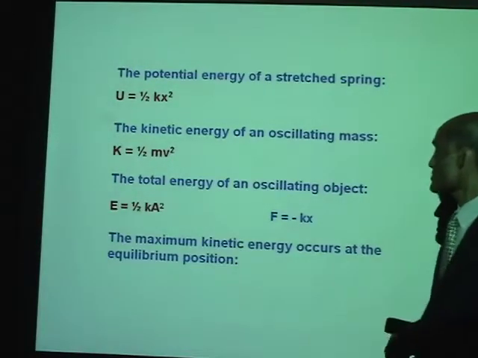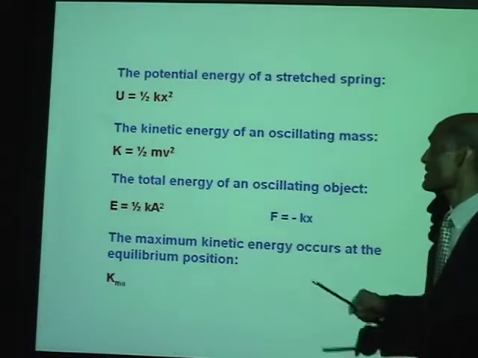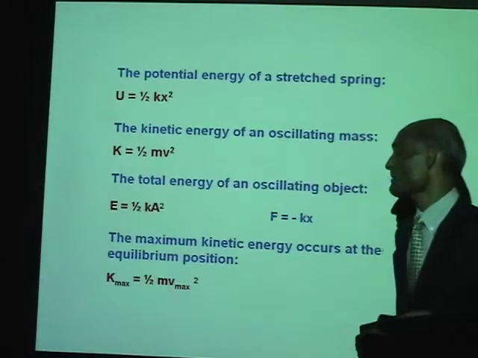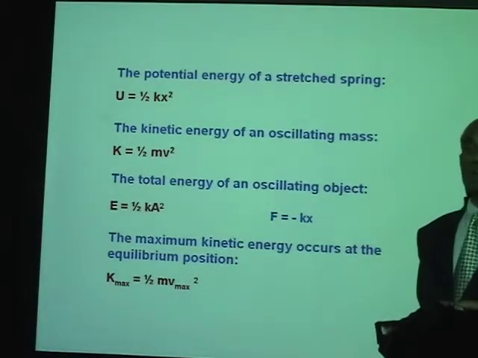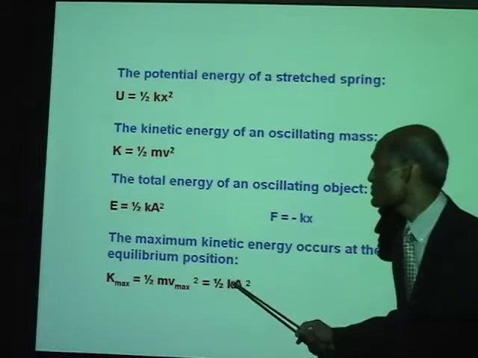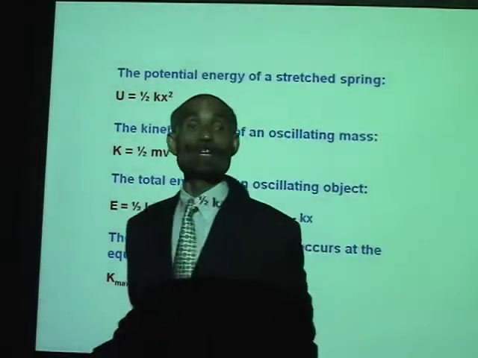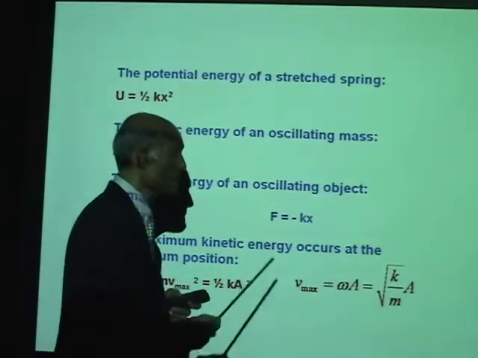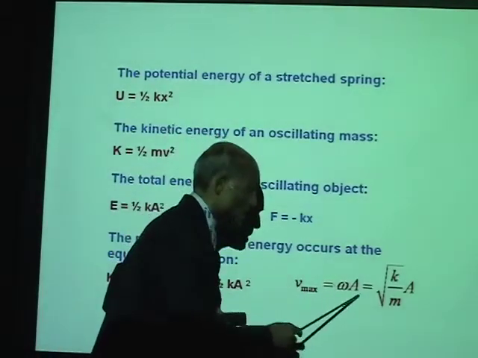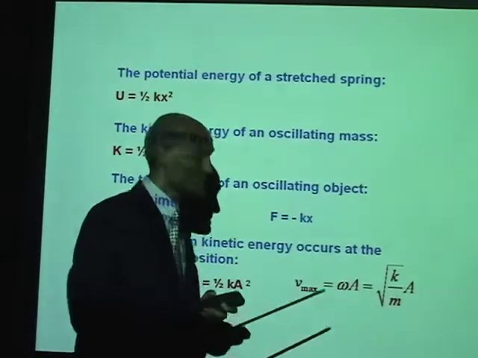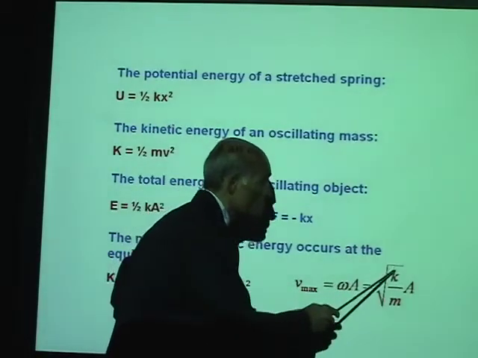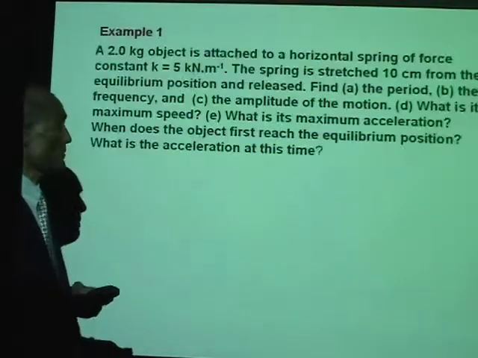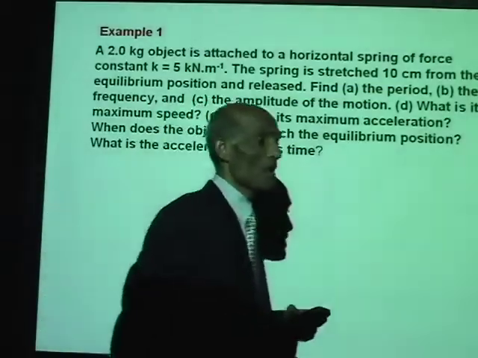The maximum kinetic energy occurs at the equilibrium position. Maximum kinetic energy is 1/2 m v max squared. And that is the same as the total energy, which is 1/2 kA squared, or V max equals omega A. This is a repeat, and omega is square root of k over m, and you can write them in many, many forms. All right, let's do a problem.